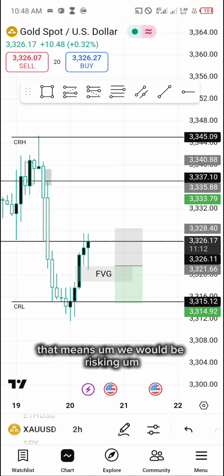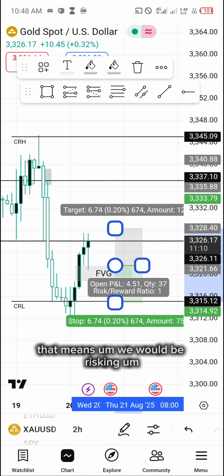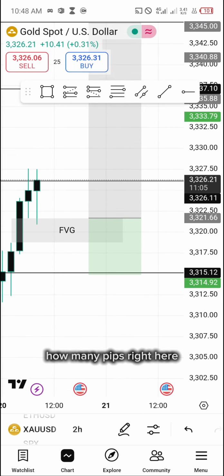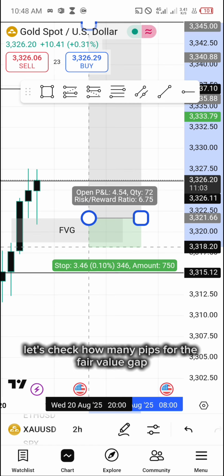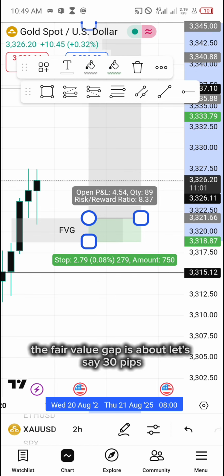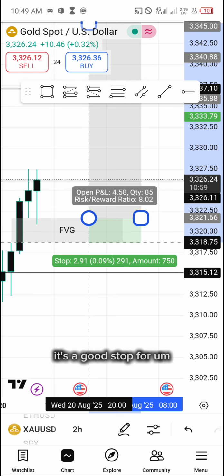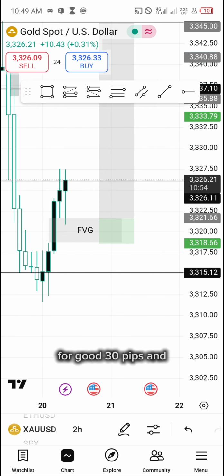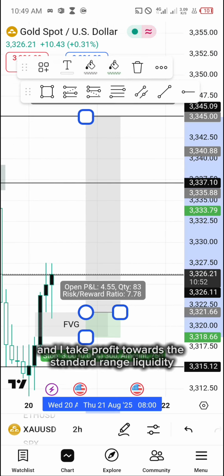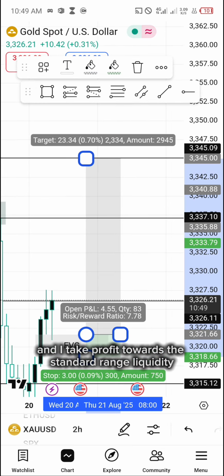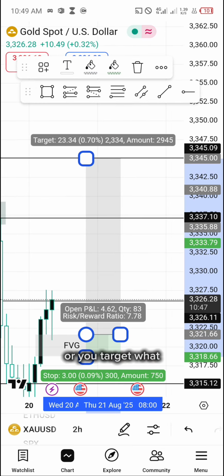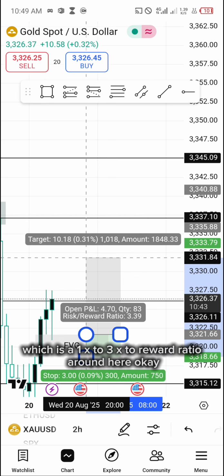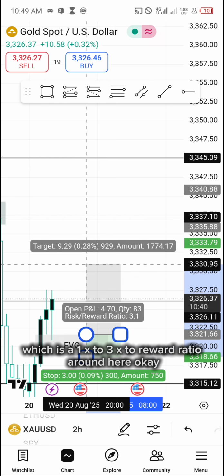That means we would be risking how many pips right here? Let's check how many pips the fair value gap is. The fair value gap is about, let's say, 30 pips. It's a good stop loss of 30 pips, and you take profit towards the external range liquidity, or you target 90 pips, which is a 1:3 risk to reward ratio around here.